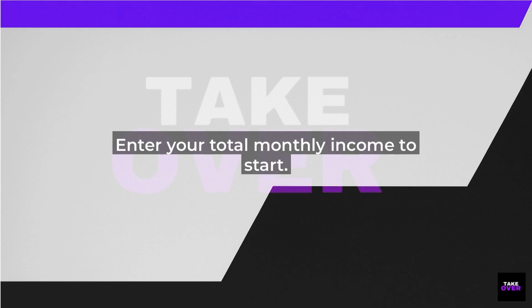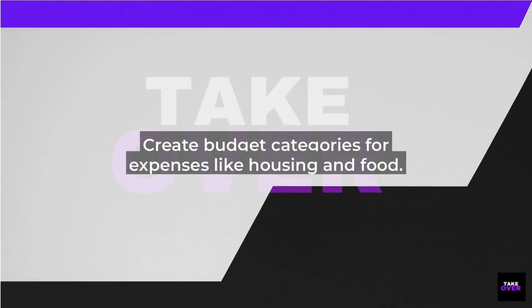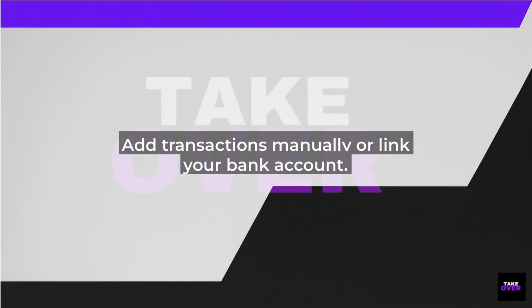Now that you're logged in, the fun part begins, setting up your budget. Start by entering your total monthly income. EveryDollar uses a zero-based budgeting system, which means every dollar you earn gets a job. Next, list out your expenses in categories like housing, food, transportation, and entertainment. Be honest with yourself. This is your roadmap to financial freedom.